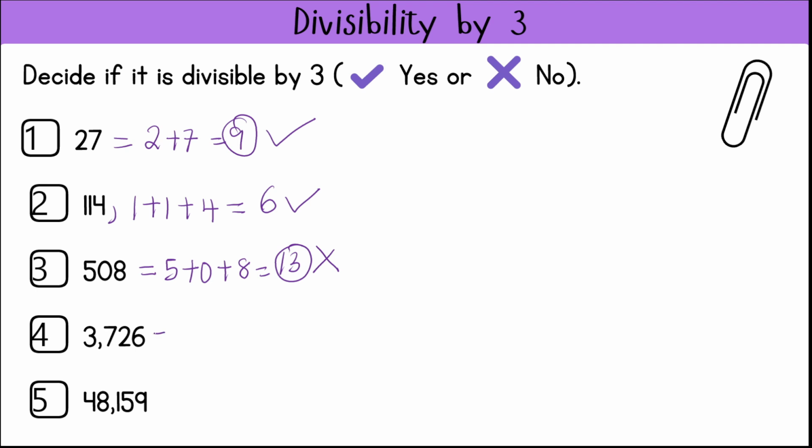The fourth question, 3726. Let's see if it's divisible by 3. I'll have 3 plus 7 plus 2 plus 6. 3 plus 7 is 10. 10 plus 2 is 12. 12 plus 6 will give us 18. Is 18 a multiple of 3? Yes. That means that 3 can divide 18 equally. So therefore, 3726 is divisible by 3.